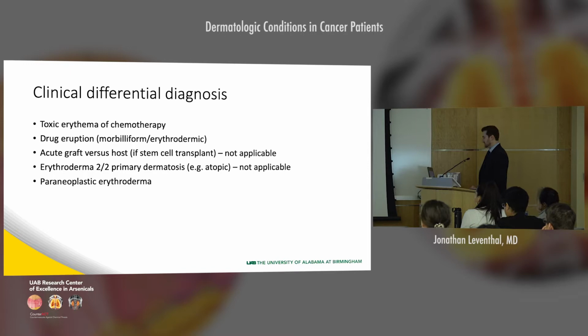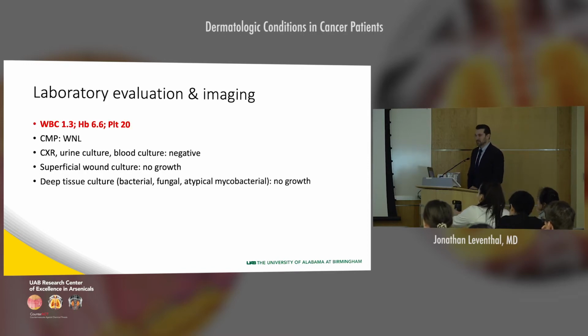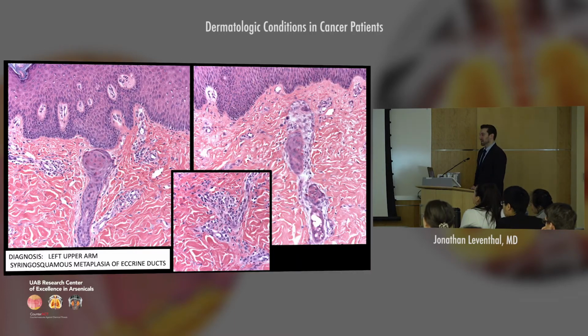And so relevant labs, he was pancytopenic, which was typical for him in the setting of his advanced AML. He was pan-cultured, urine, blood, as well as skin cultures, which were all negative. And so histopathology was going to be helpful here. So a biopsy was taken of the arm, and it showed syringosquamous metaplasia of the eccrine glands with a perieccrine lymphocytic and neutrophilic infiltrate with very sparse acute vacuolar dermatitis. But really, the action was centered around the eccrine glands.